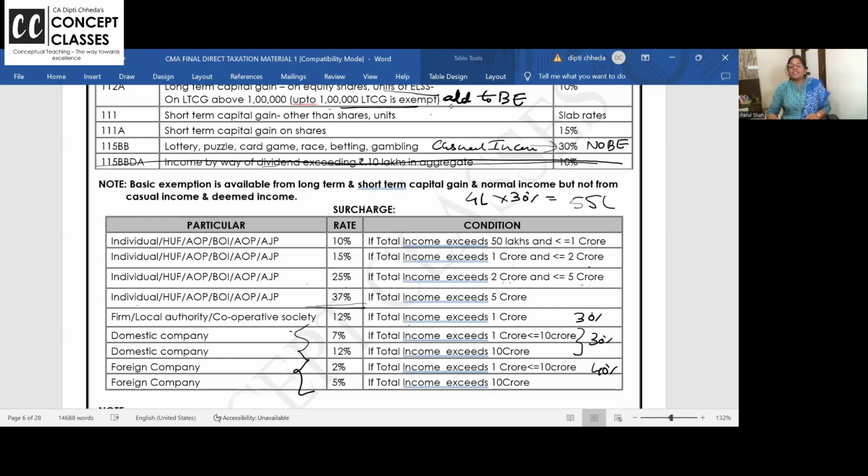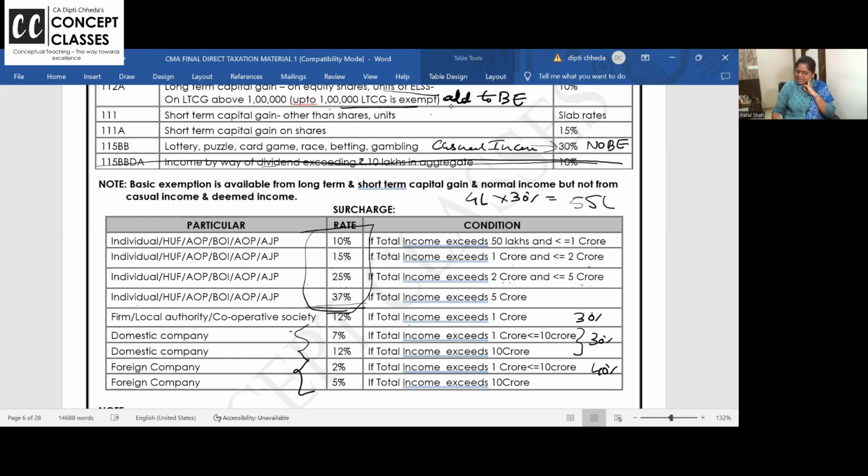Surcharge rates. Surcharge is calculated on tax. This you should write. You wrote it yesterday in your booster notes. Tax is calculated on total income. Surcharge is calculated on tax. Tax and surcharge are like additional tax. So on both of these, you are liable to pay cess at the rate of 4%. Okay? Right. Yes, only these surcharge rates. If you check 2-3 times, you will remember.